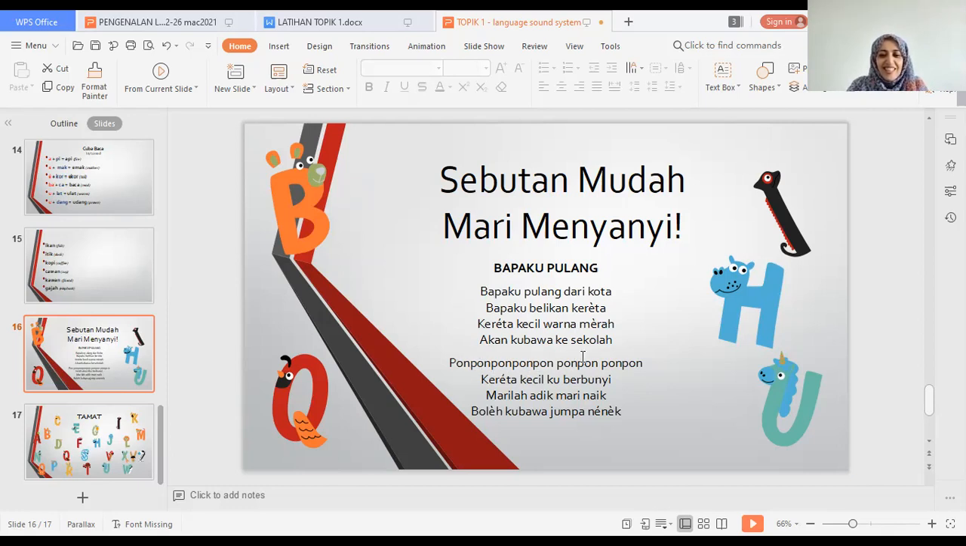Pon. How many pon? Pon, like that. Right. Kereta kecilku berbunyi. Okay, kereta kecilku berbunyi. Marilah adik, mari naik. Okay, naik. Okay, this is a very difficult one to pronounce. Naik. Boleh ku bawa jumpa nenek.